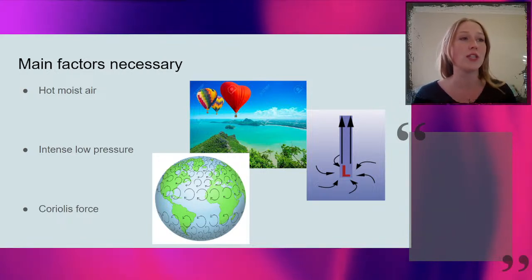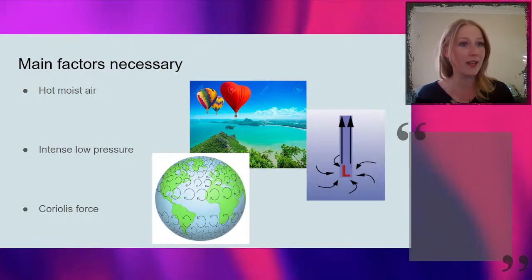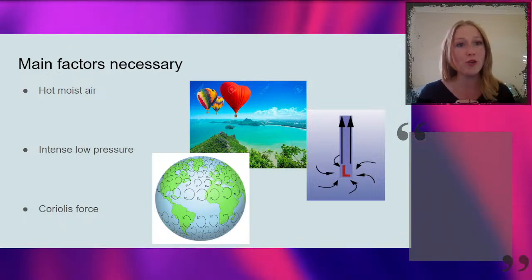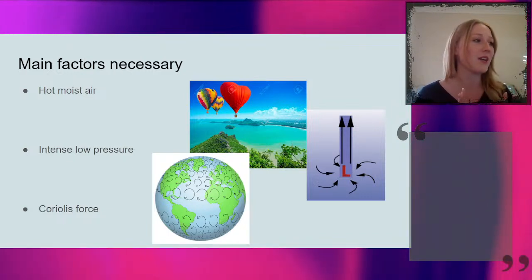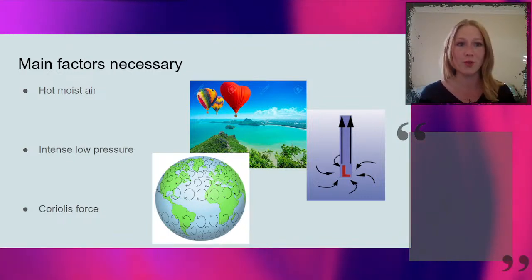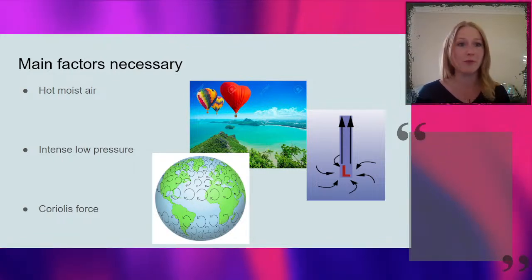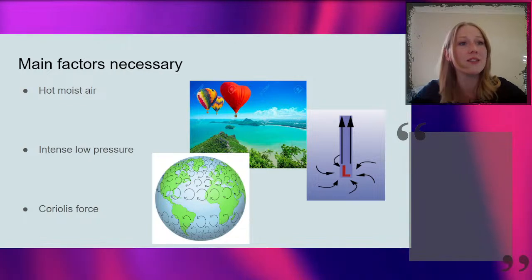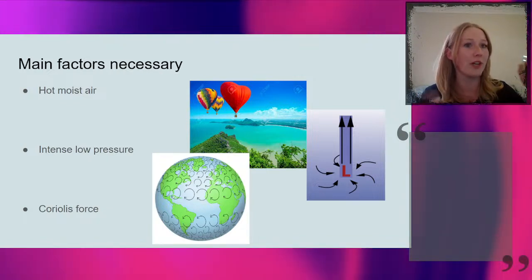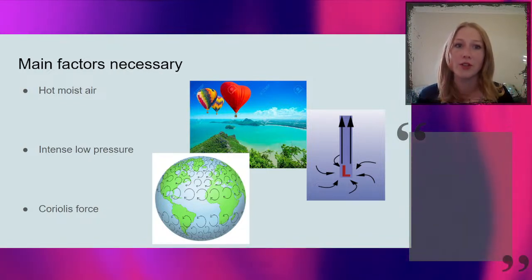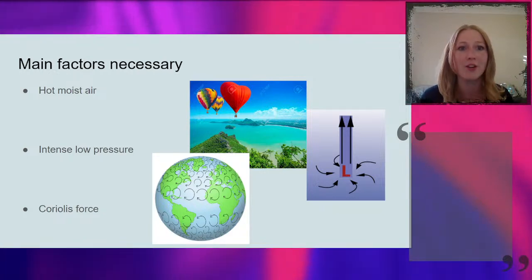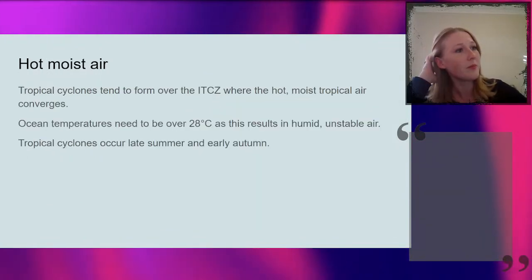The one is you need to have hot, humid air. The other is you have to have a very low pressure system. And then finally, we need Coriolis force. Coriolis force is what makes everything go round and round. Okay, so let's see if we can find all three of these criteria on null school and possibly find a tropical cyclone that's currently happening.